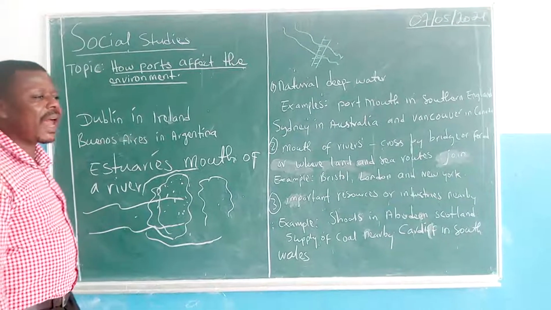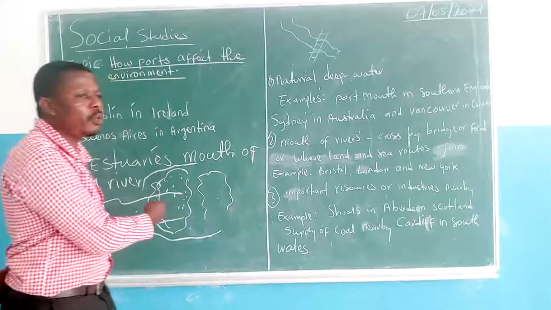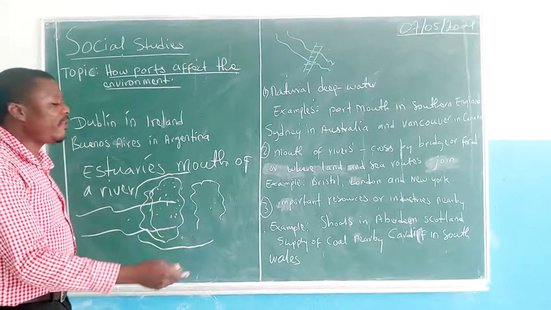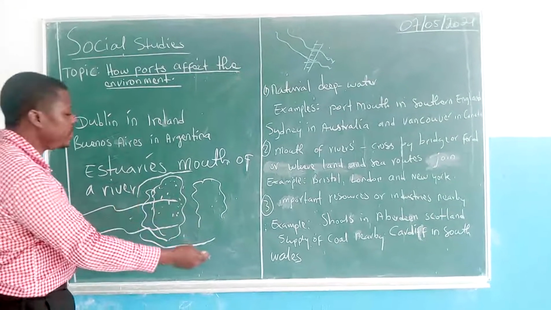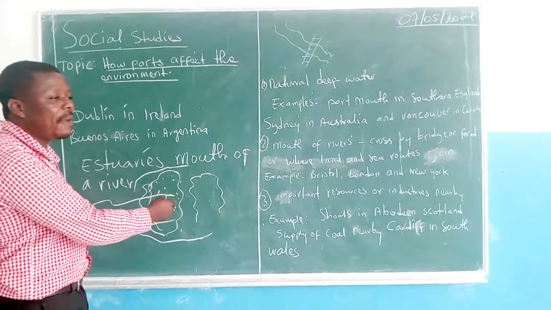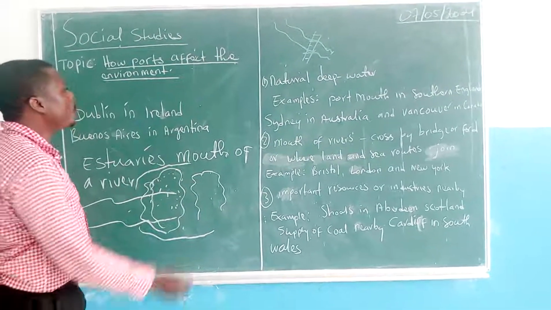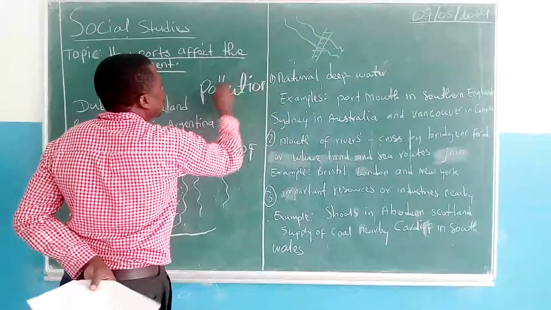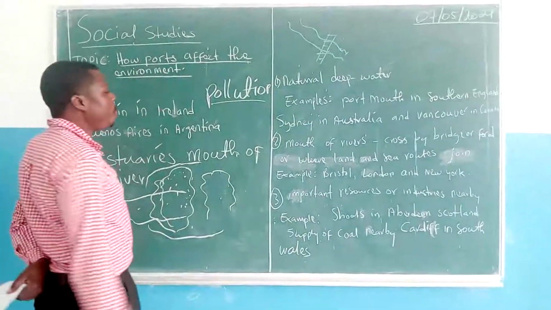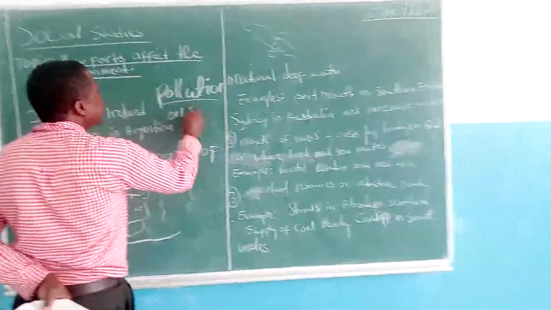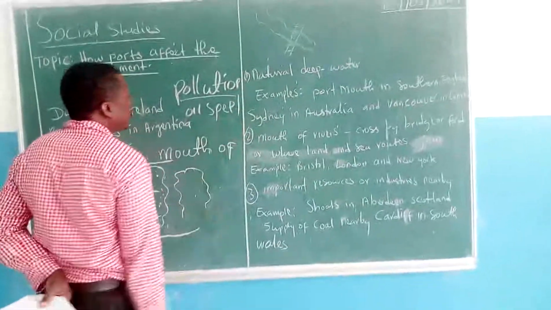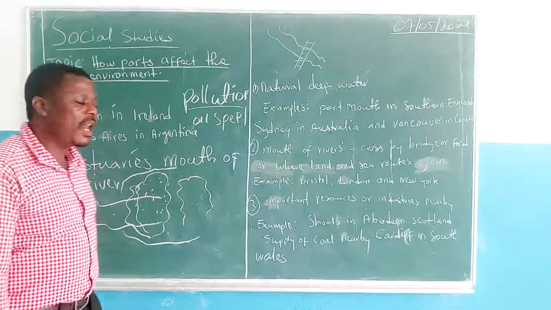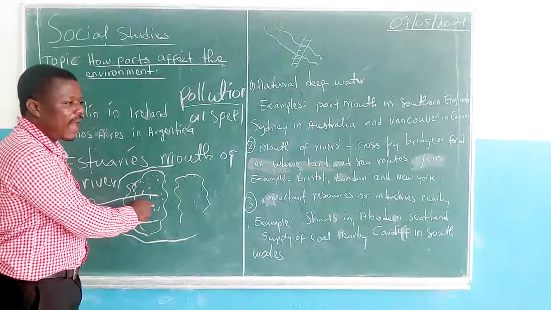Another thing is that at these same ports, industries are going to develop, such as oil refineries. These industries will carry raw materials over here where they can be refined and then exploited. And what is going to happen? We are going to have pollution. What type of pollution? Air pollution, water pollution. We have what we call oil spill. These things are going to pollute and contaminate what? The port and the coast.